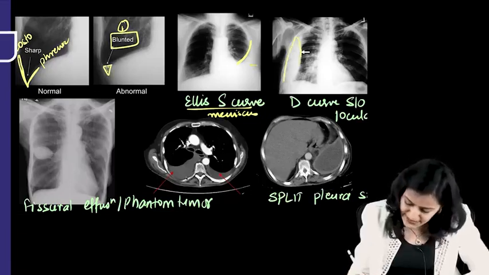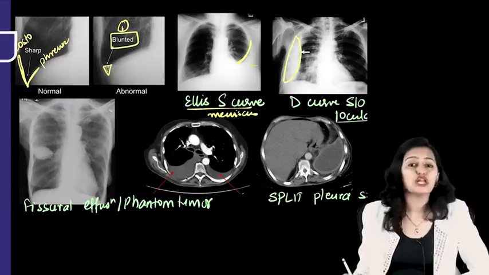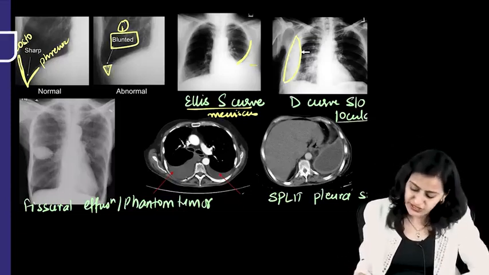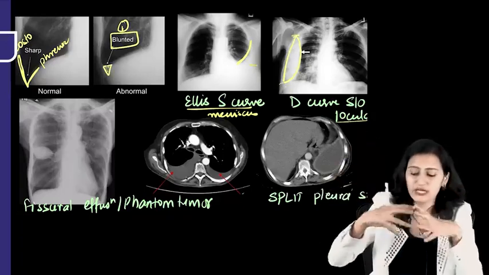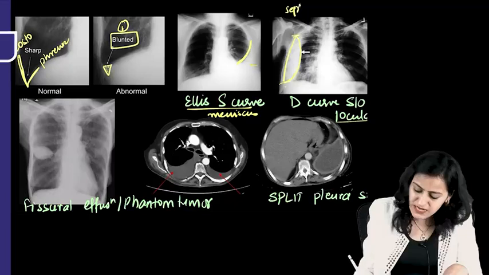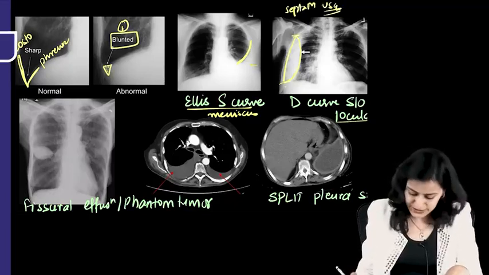The next that we have is if you see this D-shaped curve, right? If the fluid is like this with a D-shaped curve, then it is suggestive of loculated pleural effusion. That means that the fluid is not able to go ahead. It is loculated. We will see a lot of septations when we do ultrasound. Okay, ultrasound will show the septations.